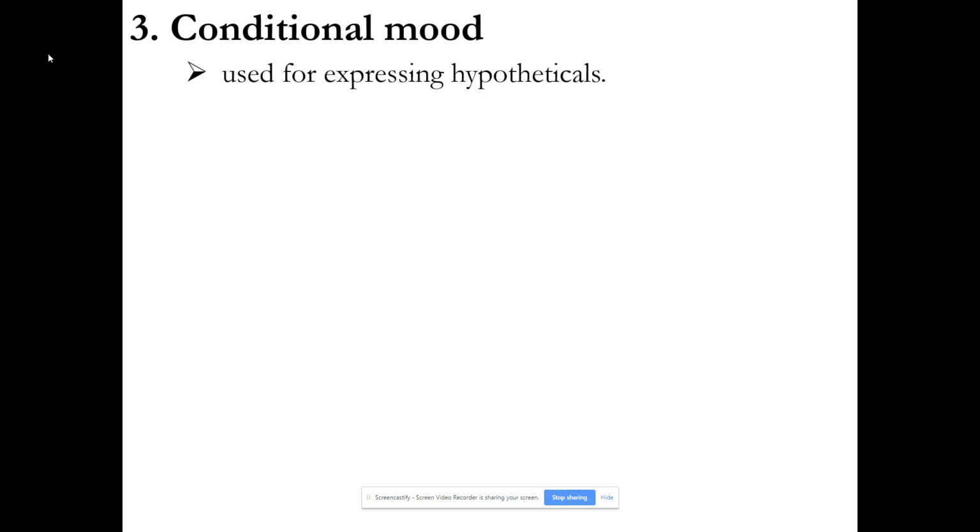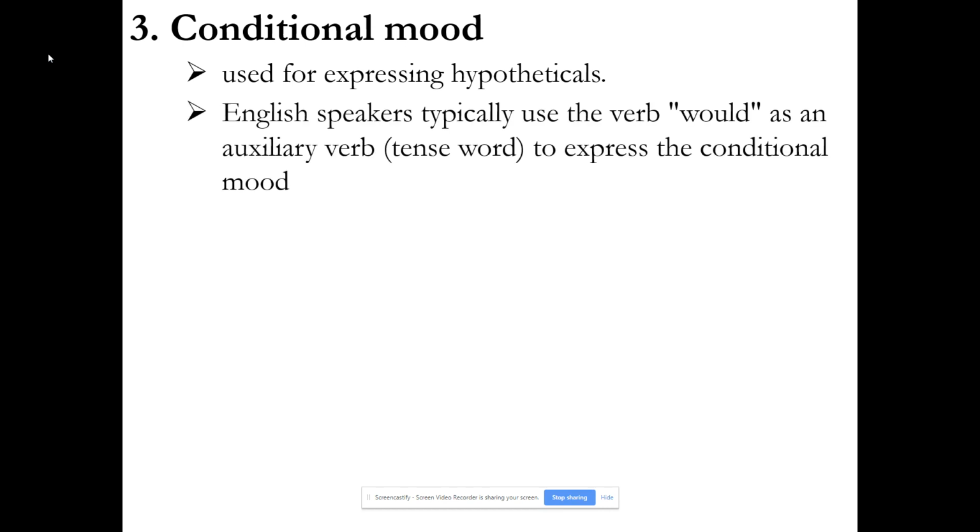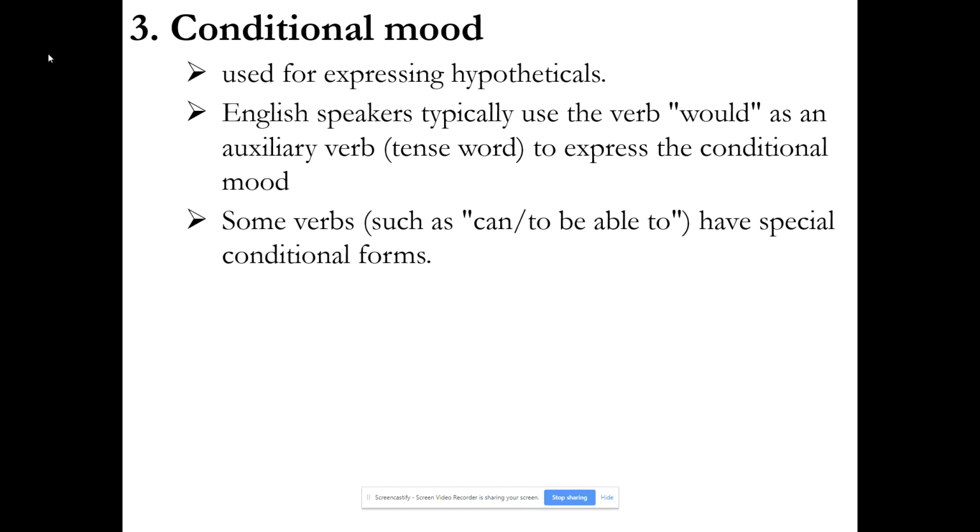The conditional mood is used for expressing hypotheticals. So English speakers will typically use the verb would, right, as an auxiliary verb to express the conditional mood. But some verbs, one that comes to mind is can or to be able to, right, have special conditional forms. And there are a bunch of words we use. Might is another one that expresses the conditional, or may, right?